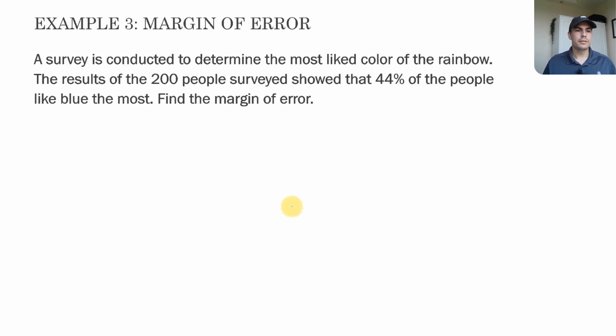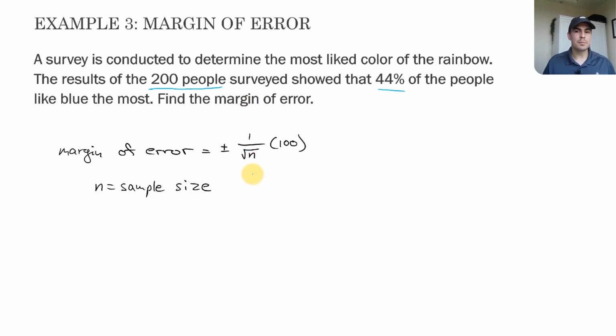All right, a survey is conducted to determine the most liked color of the rainbow. The results of 200 people, okay, we're going to need to know that, surveyed show that 44% of the people like blue the most. Find the margin of error. So we have our margin of error equation here, where n is my sample size, and we know that that is going to be 200 people, because that is how many people were surveyed.